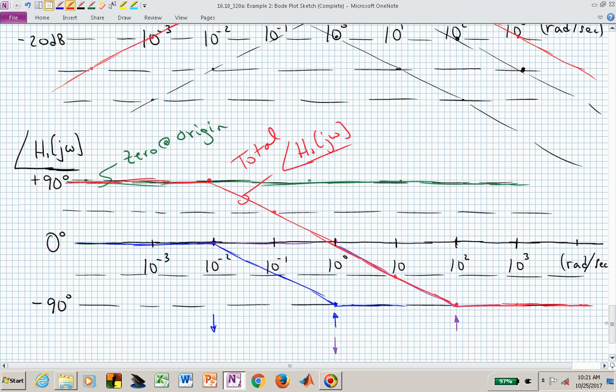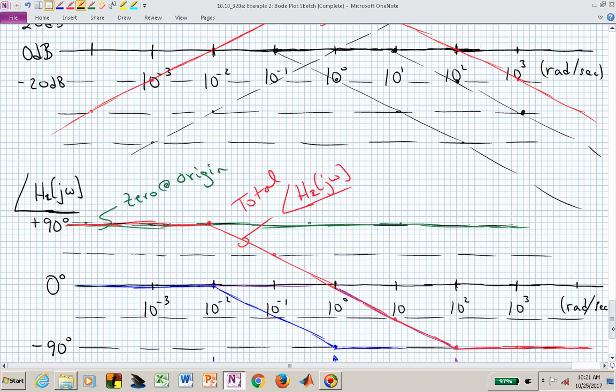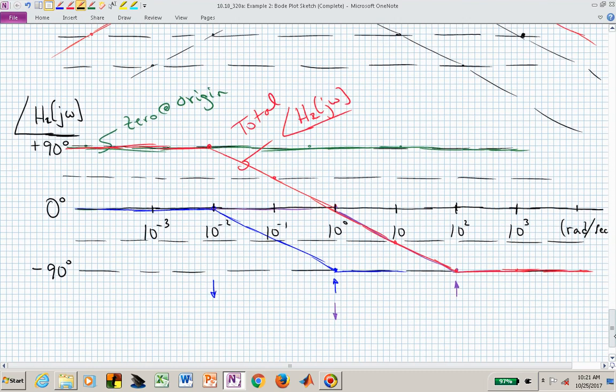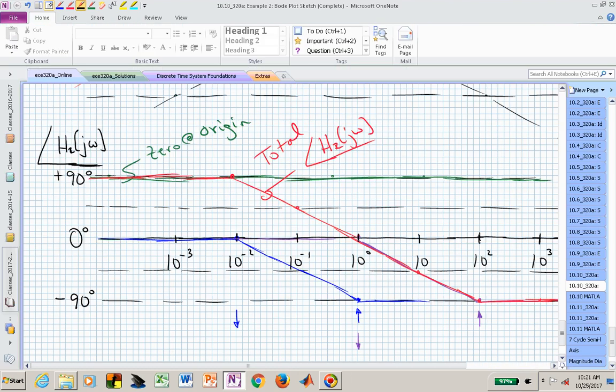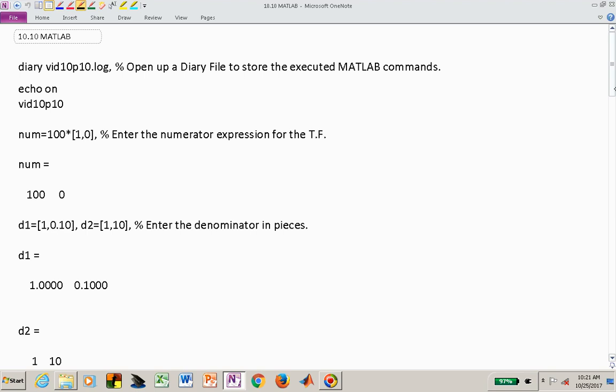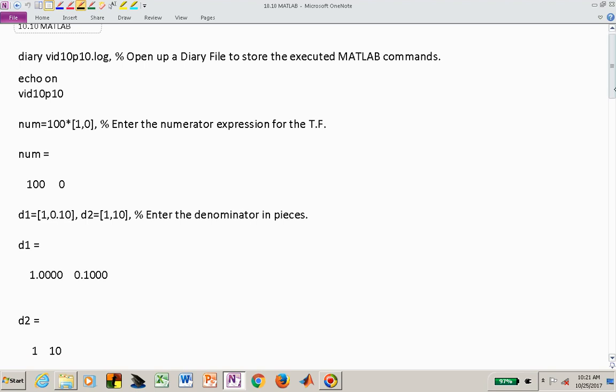And this actually should have been h sub 2, I believe. This is now h sub 2 for our plot. And we can check that against MATLAB. I've done this prior to making this video, and here are the commands.